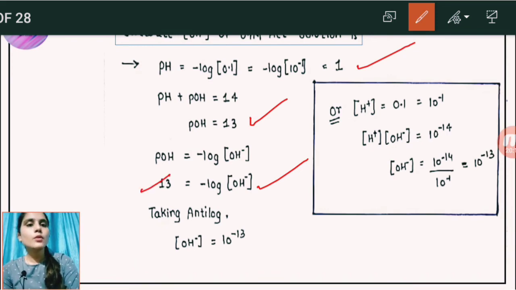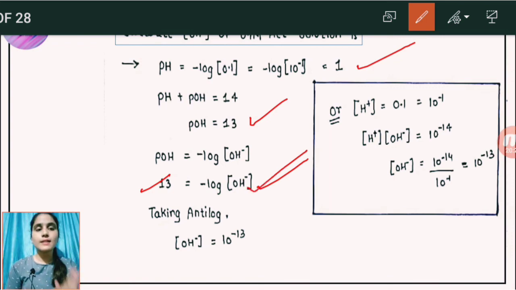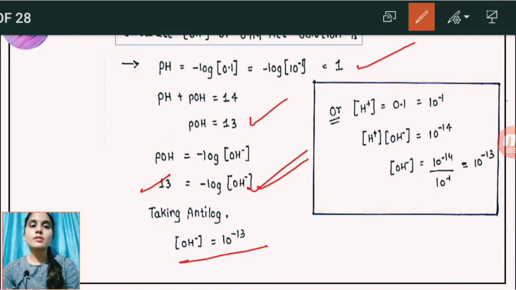You are given the pOH and taking it as X. Okay, consider it as X. In this case, what you will have to do is take the antilog. Once you have taken the antilog, what you will get is that the OH minus ion concentration is 10 raised to minus 13.